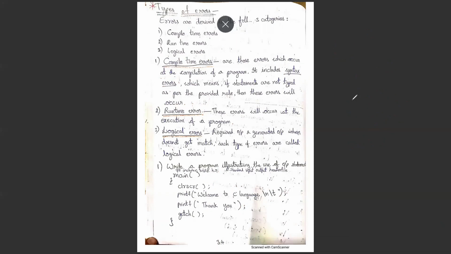Fine. So here we have hash include stdio.h. What does this stand for? This is your header file. Hash stands for preprocessor. Very, very important interview question: what does this hash stand for? It is a preprocessor, right?